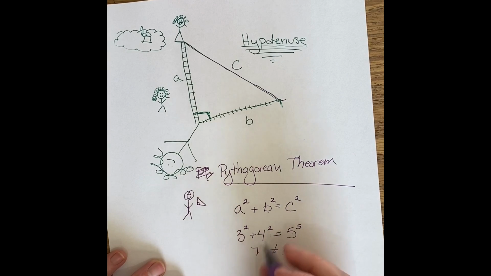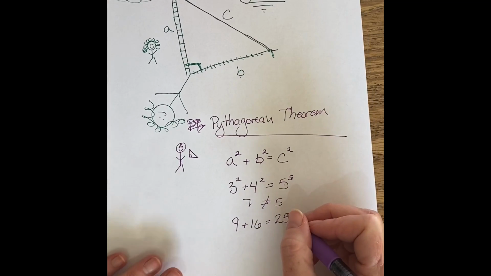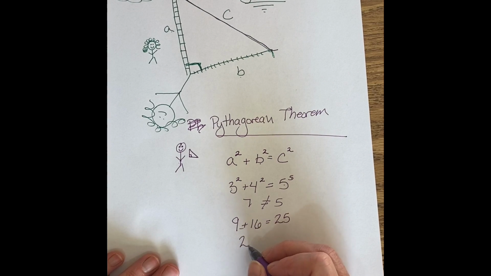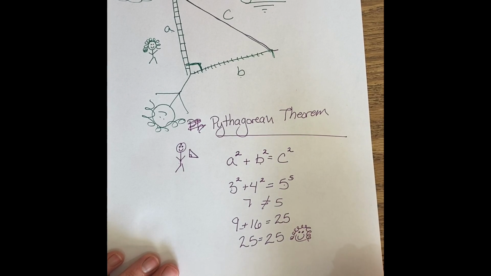So if we have 3 squared, that's 9. 4 squared is 16. 5 squared is 25. Well, 9 plus 16 is 25. Does 25 equal 25? Well, of course it does. And it works. And it's happy. And we're happy because it works, right? And it works with all right triangles.